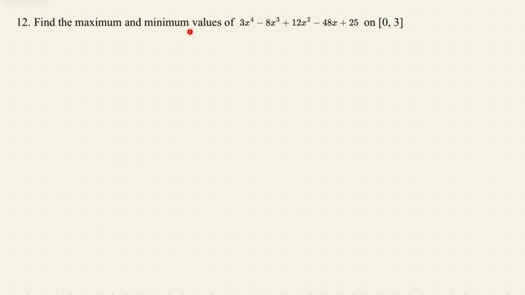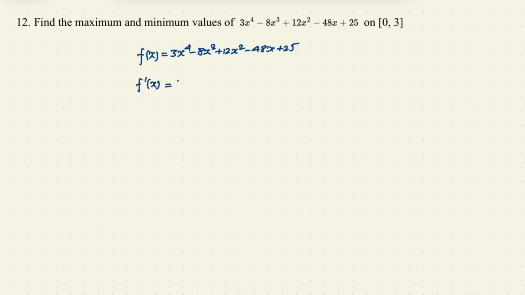Question 12. Find the maximum and minimum values of the given function on the closed interval 0, 3. So whenever the interval is given closed, then we have to check the value of the function at 0 and 3 also, as well as at the points of local maxima or minima. So as usual, let us assume the given function f(x) to be 3x to the power 4 minus 8x cube plus 12x square minus 48x plus 25, and let us differentiate both sides with respect to x.